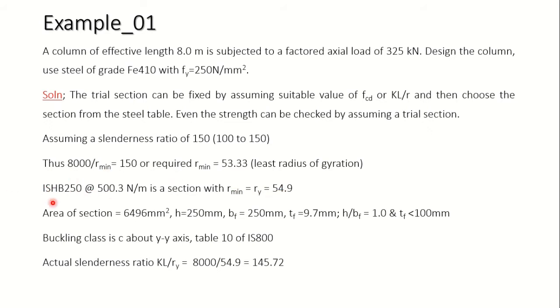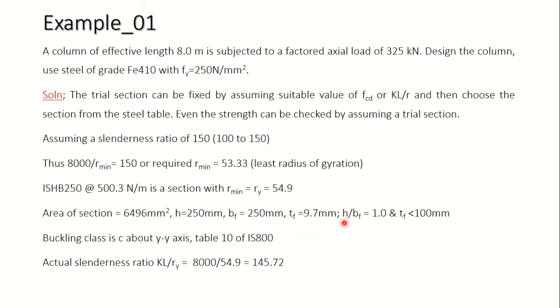So this section, that is ISHB 250 at 500.3 Newton per meter, is having a radius of gyration ry 54.9, which is more than what is required in our case. So I adopted this ISHB 250 at 500.3 Newton per meter. Now properties of this section are: area of the section is 6496 mm square, height or depth of the section is 250 mm, width of the flange is 250 mm, thickness of flange 9.7 mm.